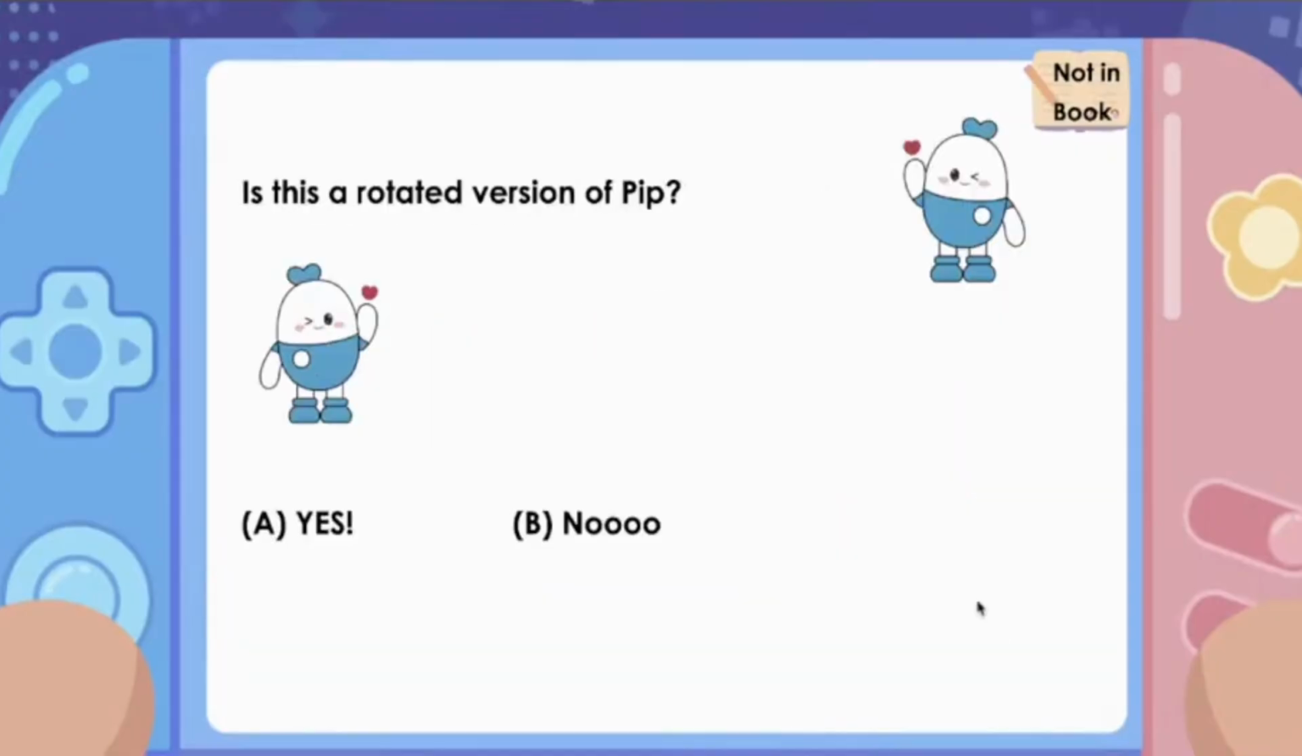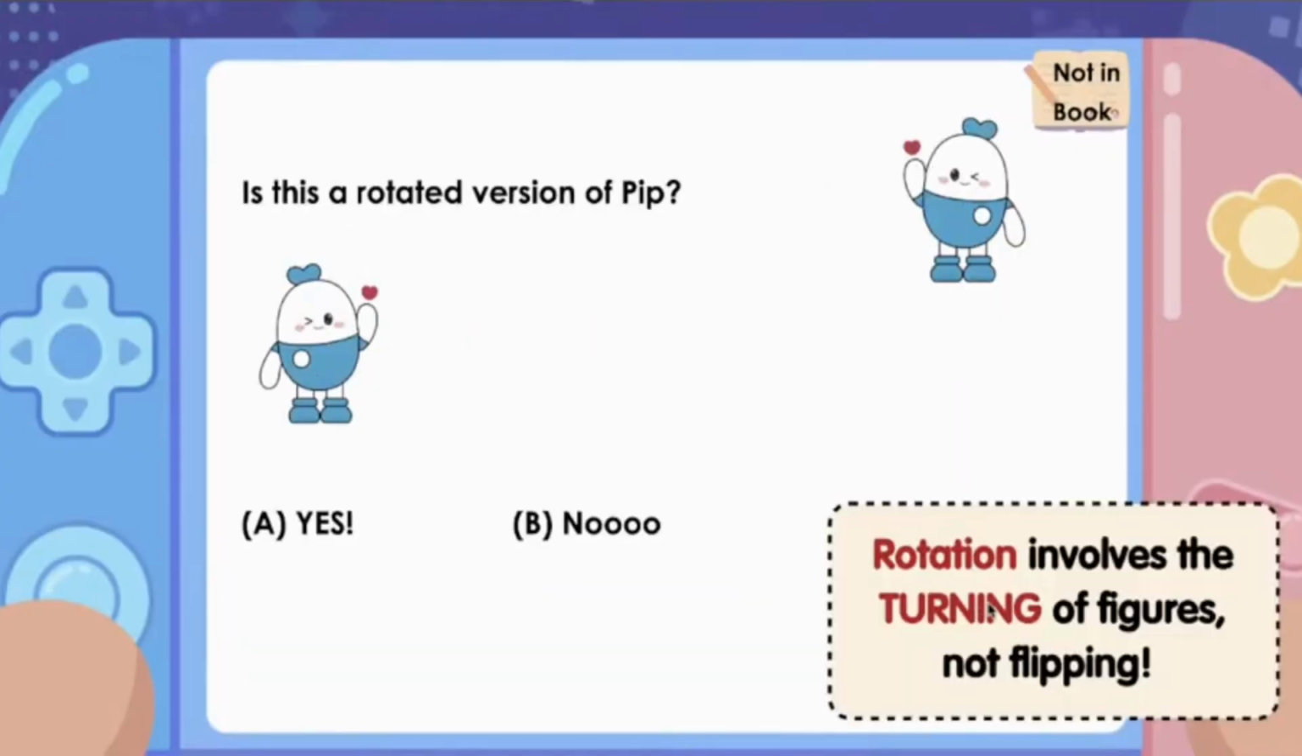Okay, let's see. Is this a rotation version? No, never. You can see here is a very special part, that is the hand of pip, right? You can see it is like this. And we can see rotation, just turning the figures, right? Do we flip it like this? No, never. Actually, the picture here is just a symmetrical figure, a mirror image of it, right? So actually this one, no.